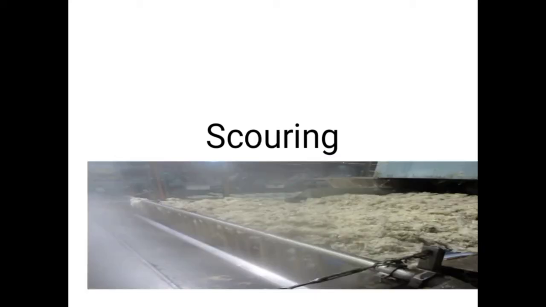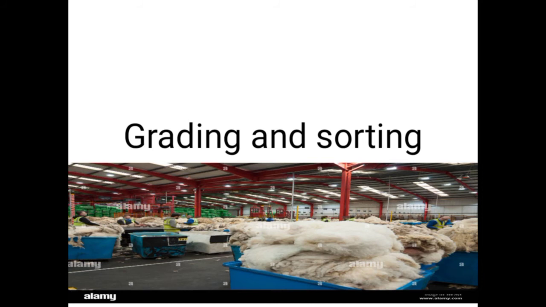Scouring involves washing of sheep hair in tanks to remove grease, dust, and dirt from it. Grading is the breaking up of the fleece based on overall quality of the wool. The term fleece is used to refer to a type of wool that is not processed to make fibers. In sorting, the wool is categorized on the basis of length, color, texture, and the ease with which it can be dyed.